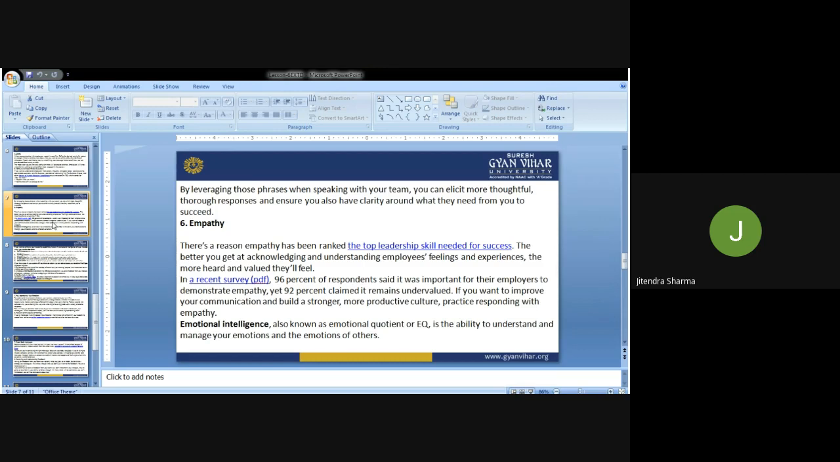If you want to improve your communication and build a stronger, more productive culture, practice responding with empathy. Practice responding with empathy, because this is the key.